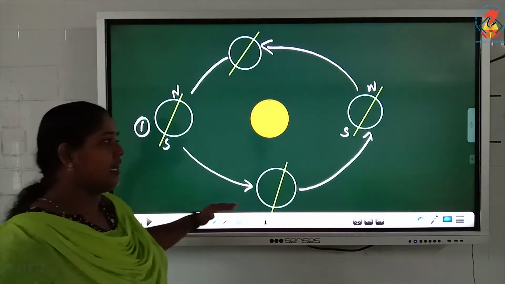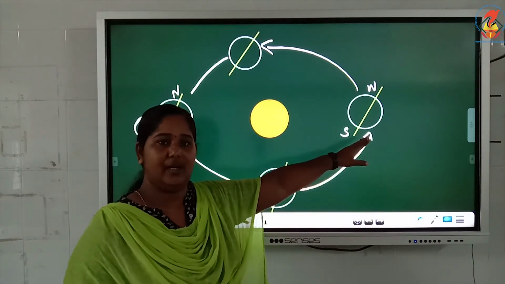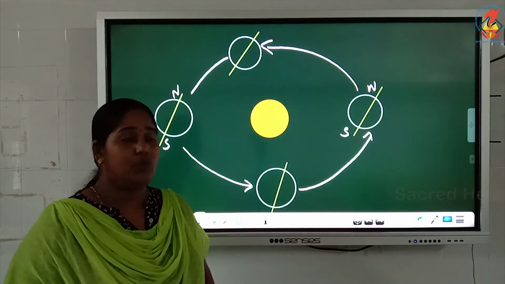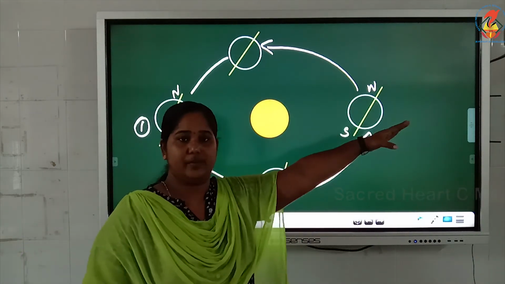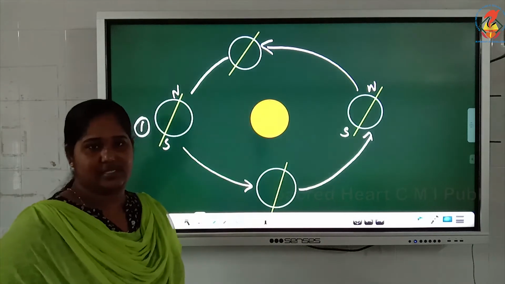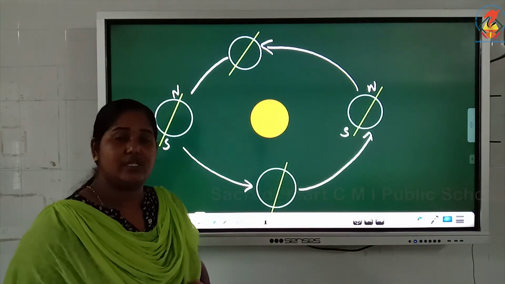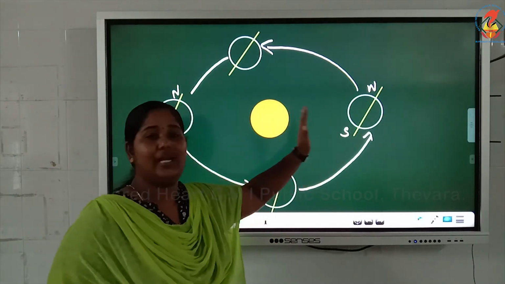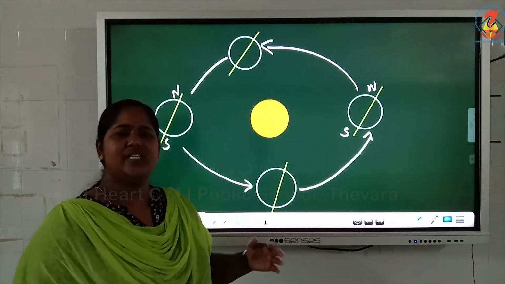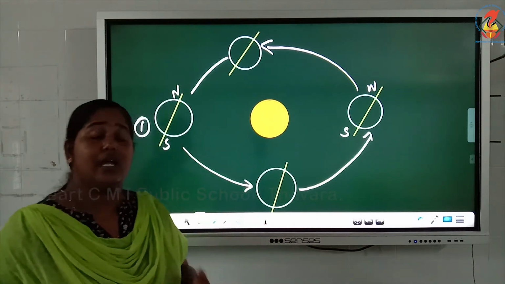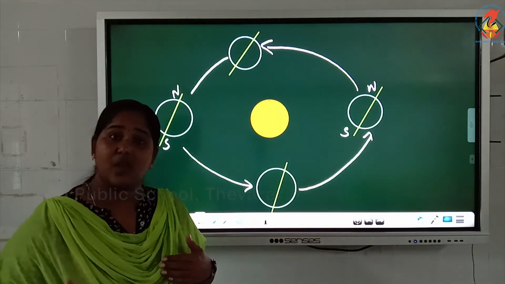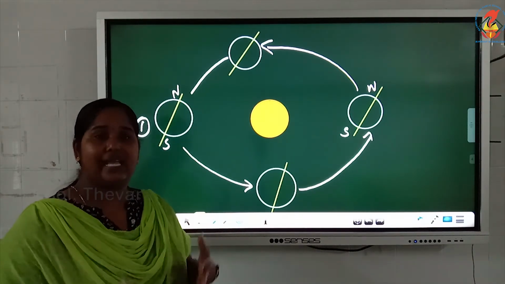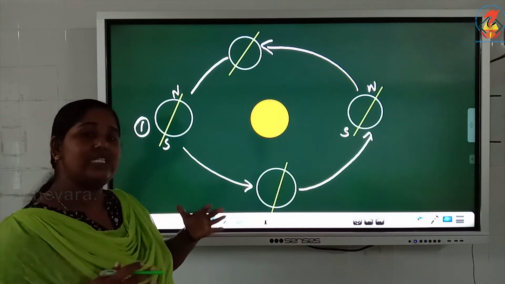When it revolves around the sun and completes half the year, what happens? There is a change. How? Now the north pole is away from the sun and the south pole is towards the sun. So the season entirely changes. Now the north pole will have winter season and the south pole will have summer season. In winter, you know that the days are shorter. In summer you will have longer days with too much heat, isn't it? Hot days. So this is how the seasonal changes happen.